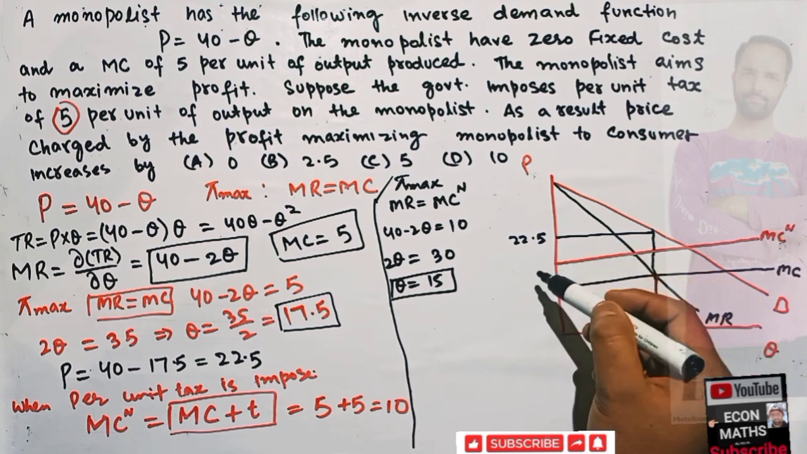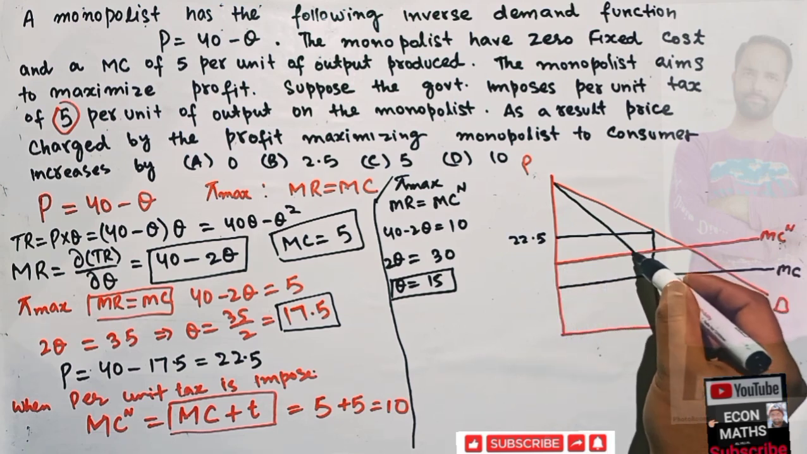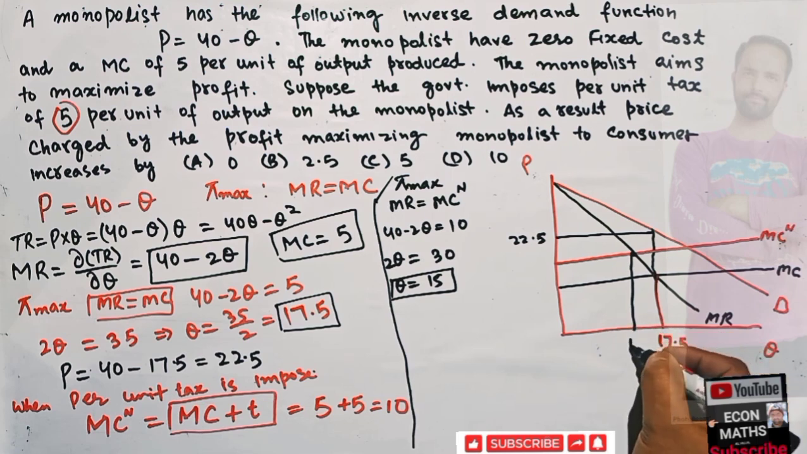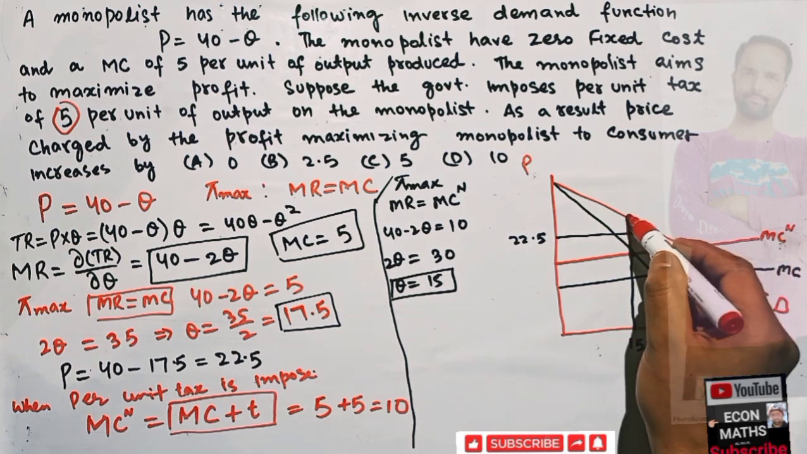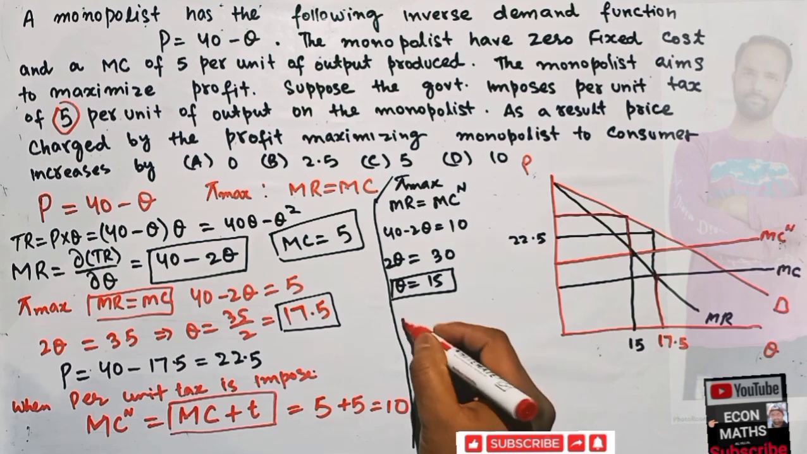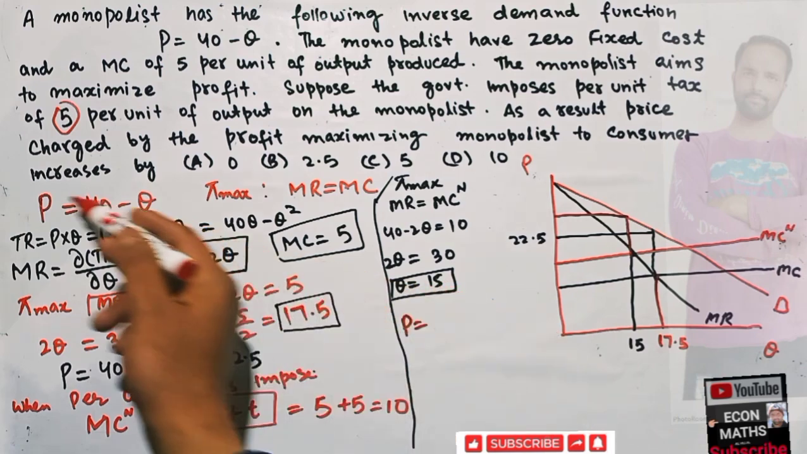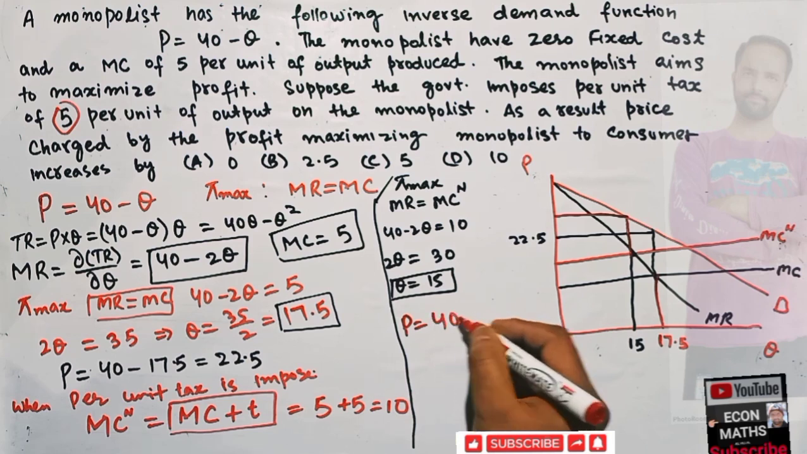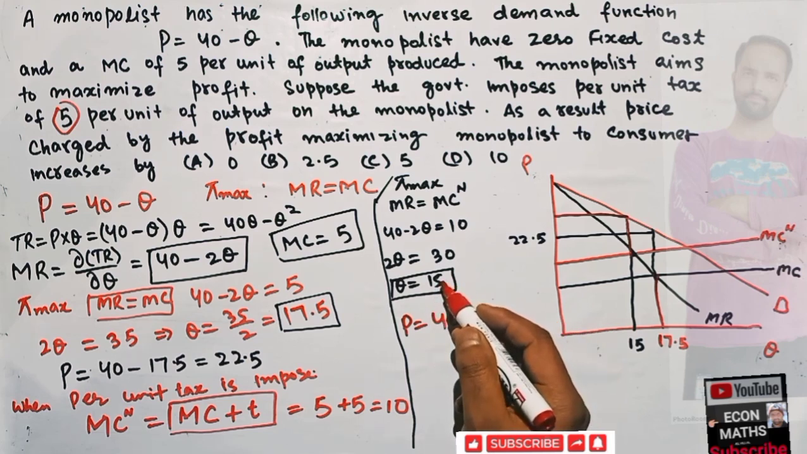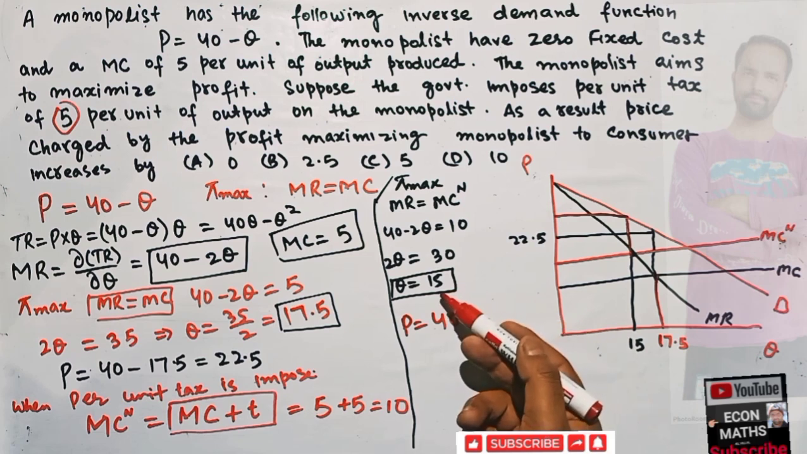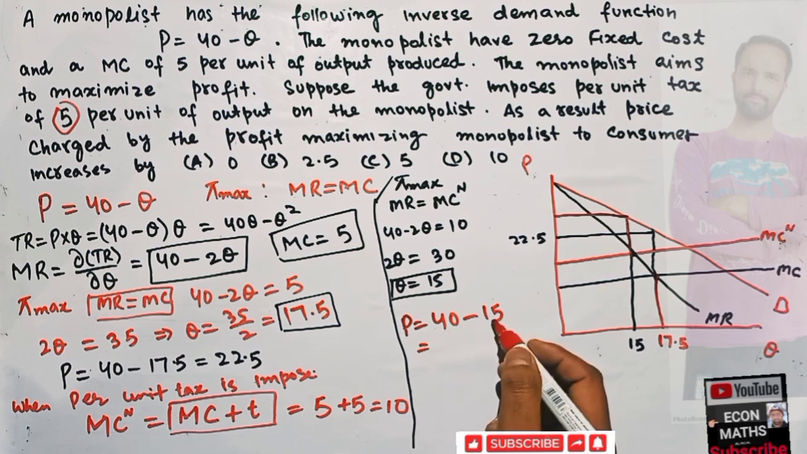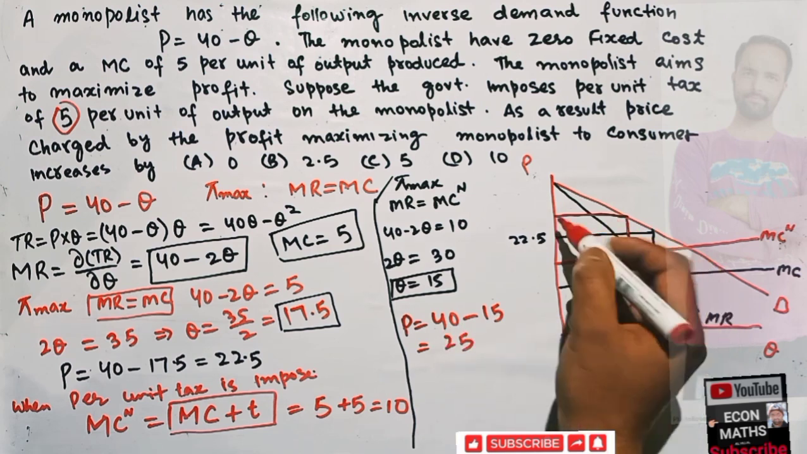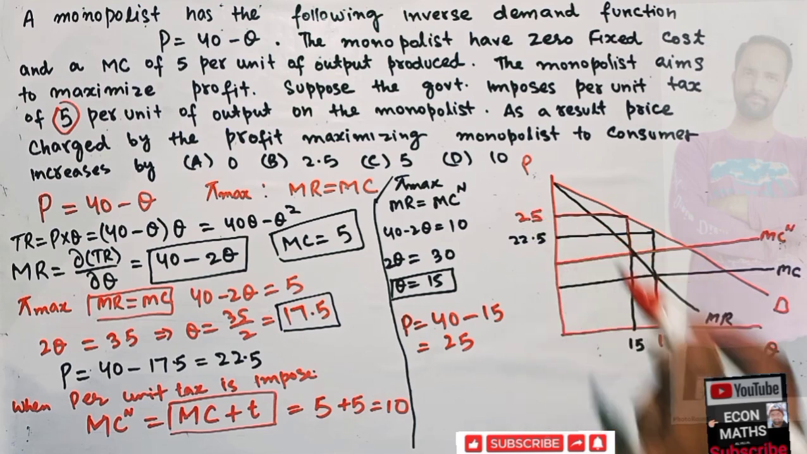Okay, so marginal revenue and marginal cost intersect at this point, and we have 15 as the output produced by the monopolist. And corresponding to this, what will be the price? Let's calculate. Price will be equal to, just plug q is equal to 15 in the inverse demand function to get the price. 40 minus, in place of q we have 15, which comes out to be 25. Okay, corresponding to this we have 25 as the price.